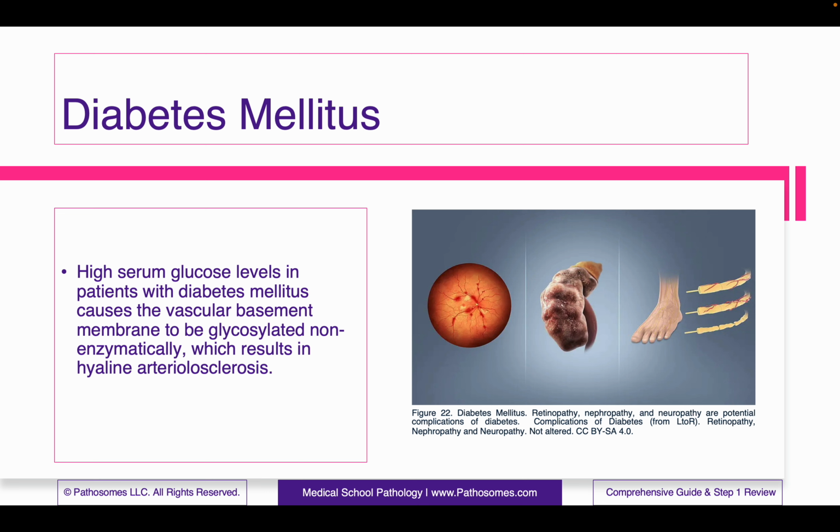Now, what about diabetes? Well, the high serum glucose levels in patients with diabetes mellitus, as we know, cause the vascular basement membrane to be glycosylated non-enzymatically. Yes, sugar is literally sticking to the basement membrane. That can't be good. It's not good at all. This results in hyaline arteriolosclerosis. To the right here, we're seeing some classic findings in patients associated with diabetes mellitus.